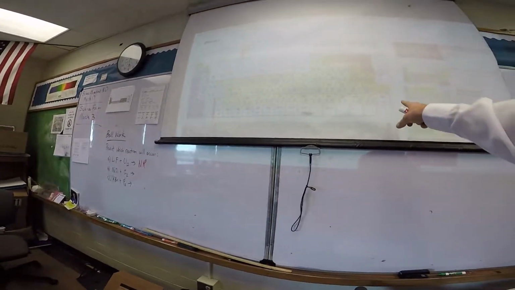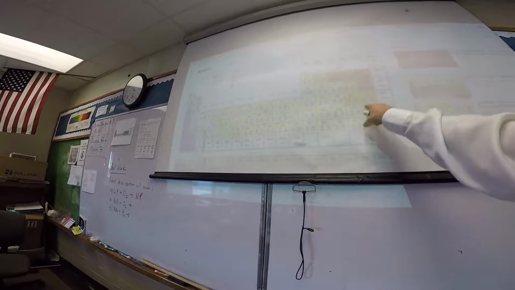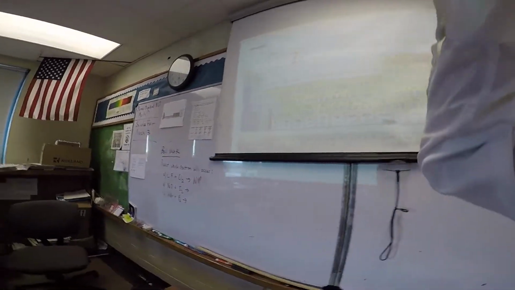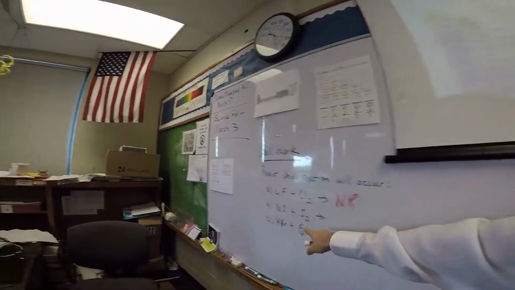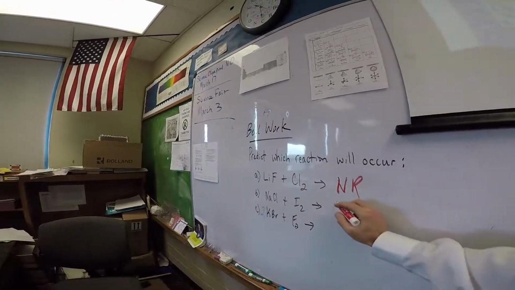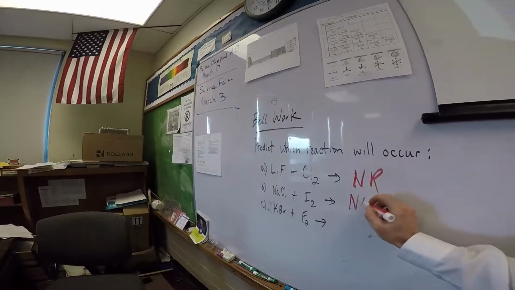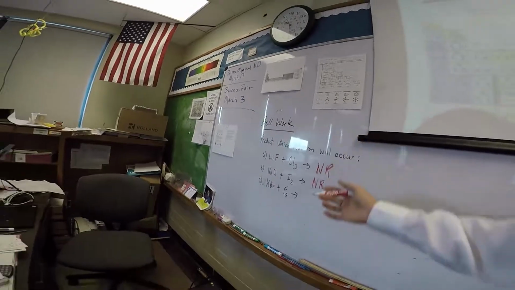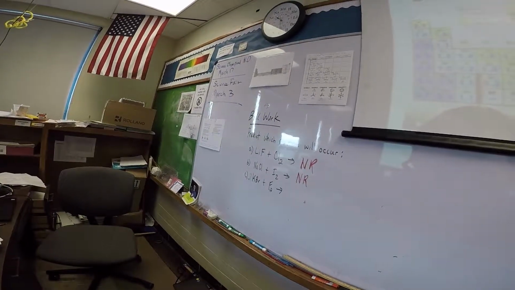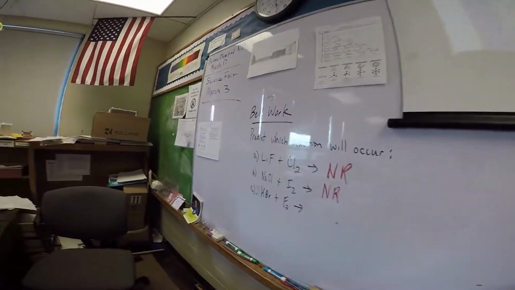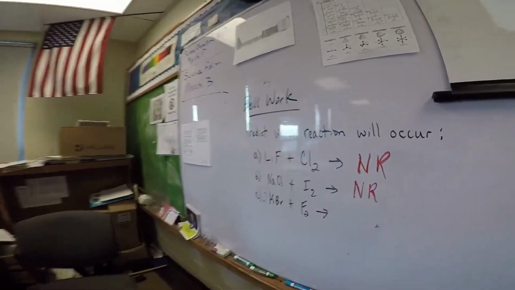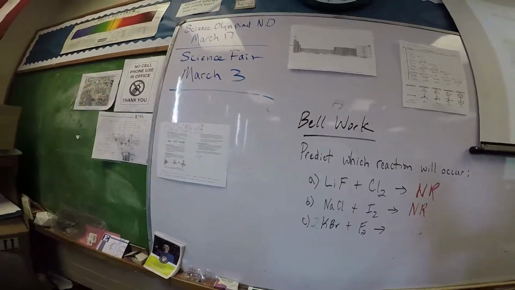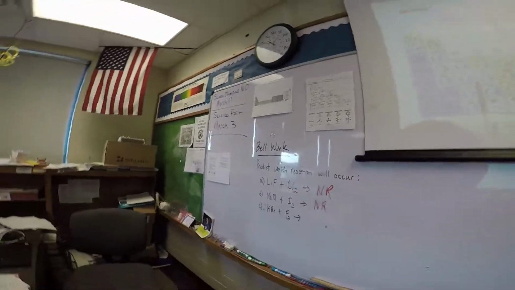So up here, iodine has a 2.7, and chlorine's got a 3.0. So chlorine is stronger. It's going to stay bound to the metal, so no reaction is going to take place. So there are two that have no reaction. You'll see this in the future. You'll try to make things work, and then there's no reaction.